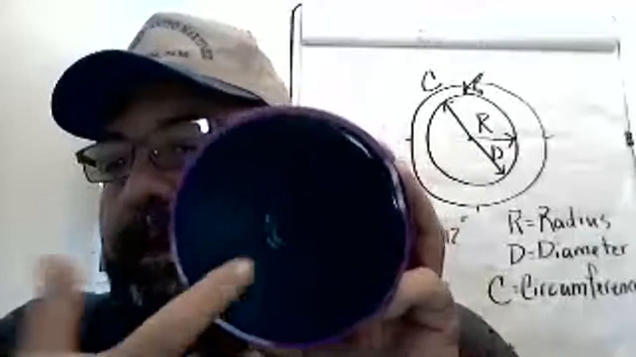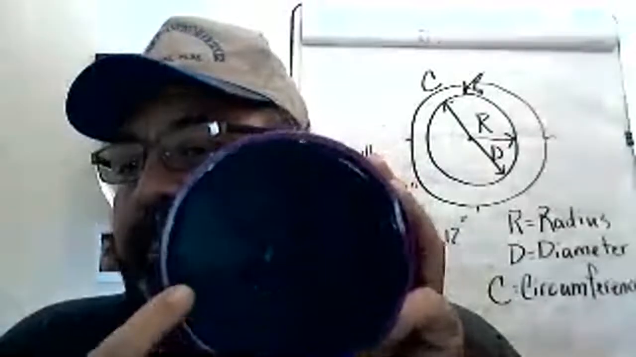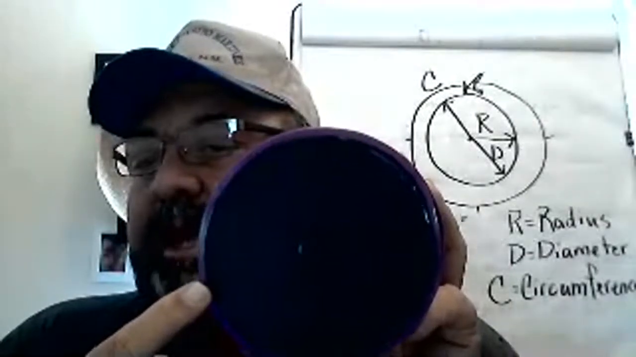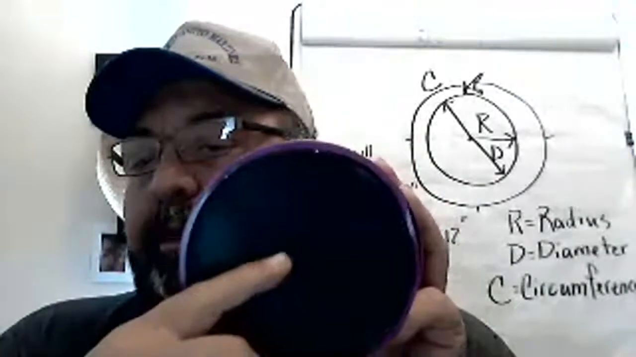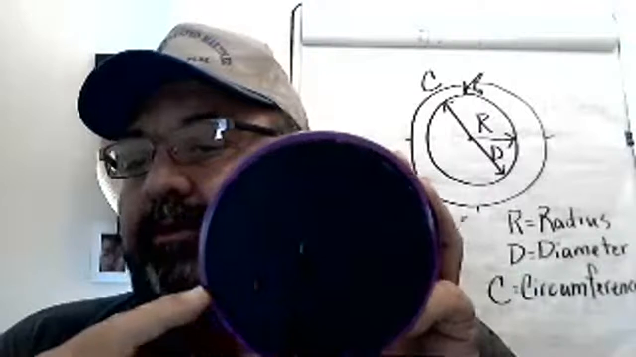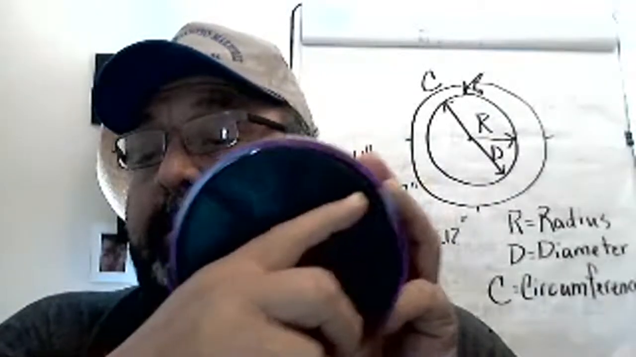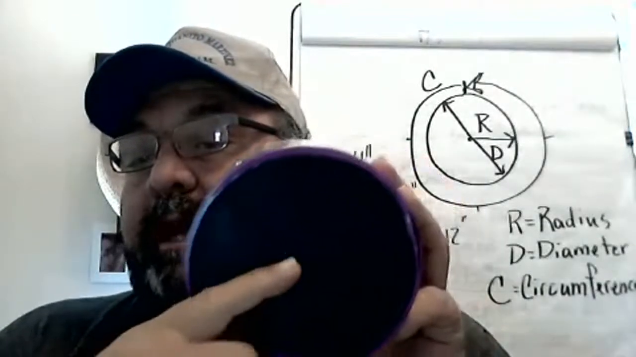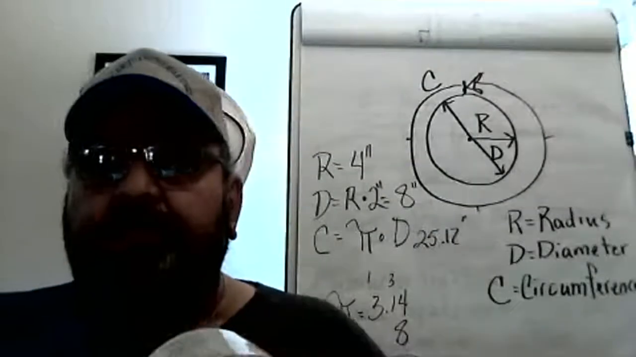So take a look. For the radius, you see this line right here? It starts at the center and it comes all the way out to the edge. That would be the radius. So it's half of diameter, because remember, diameter is from edge to edge, but it has to run through the middle. So for diameter, we run that line straight across, and that gives us our diameter. So remember that radius times 2 equals diameter. And I wrote that up here for you. Here's the formula.